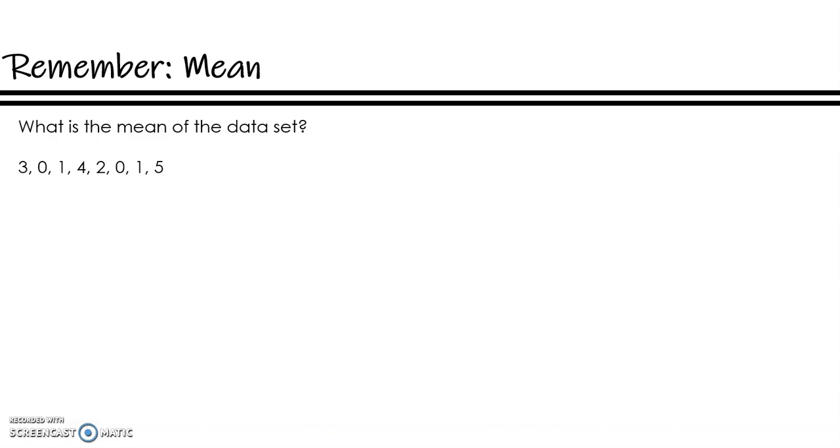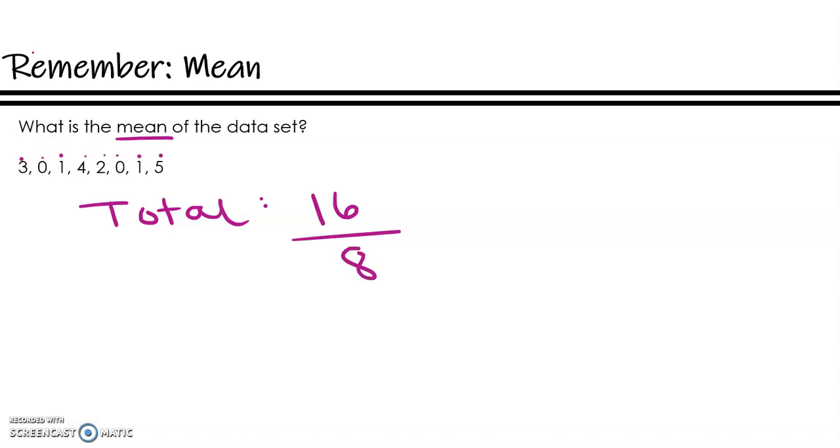Before we get started, I want to remember how to find the mean first, because we're going to be doing that today when finding the mean absolute deviation. So first step is to get your total. We are going to add 3 plus 0 plus 4 plus 4. That's 4 plus 4 more is 8. Plus 2 is 10. Plus 0. 1 more is 11. 5 more is 16. And I'm going to divide by 1, 2, 3, 4, 5, 6, 7, 8. That works out nicely. My mean is 2.